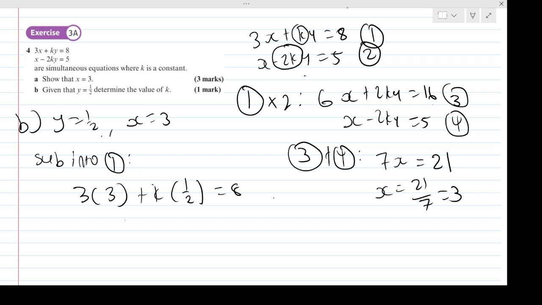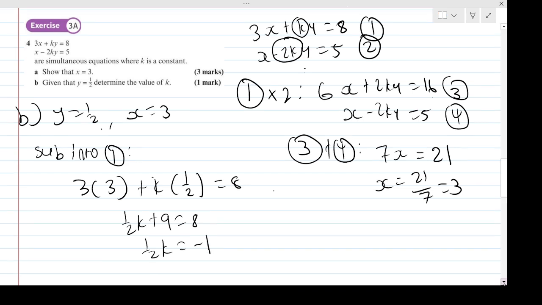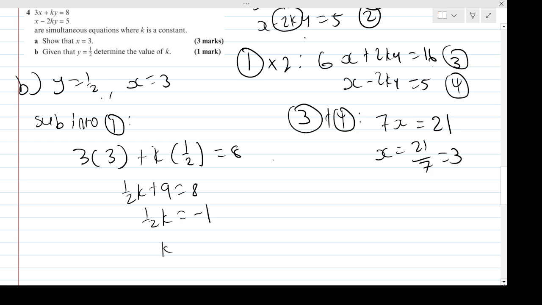Then I can solve it. A half k plus 9 is equal to 8. That's 3 times 3, which is 9. K times a half is a half k equals 8. Then I can say a half k is minus 1, take away 9 from both sides. Then simply k is double, so times by 2 to get rid of the half is minus 2. And there we are. That's our solution.